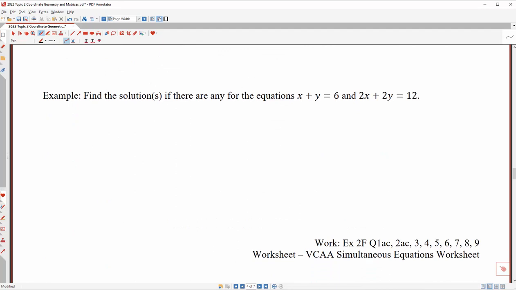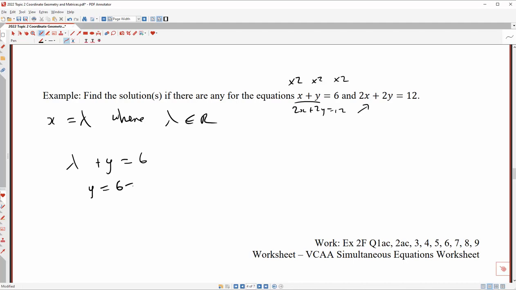So find the solutions if there are any for these equations here. Well, there is lots. In fact, it's the same function. 2x plus 2y equals 12 is the same as that. So because there's going to be infinitely many solutions, let's go x is equal to lambda, where lambda is an element of all reals. Now let's pop it into, well, you can pop it into either, but we'll throw it into this one here. Lambda plus y equals 6, y equals 6 take away lambda.